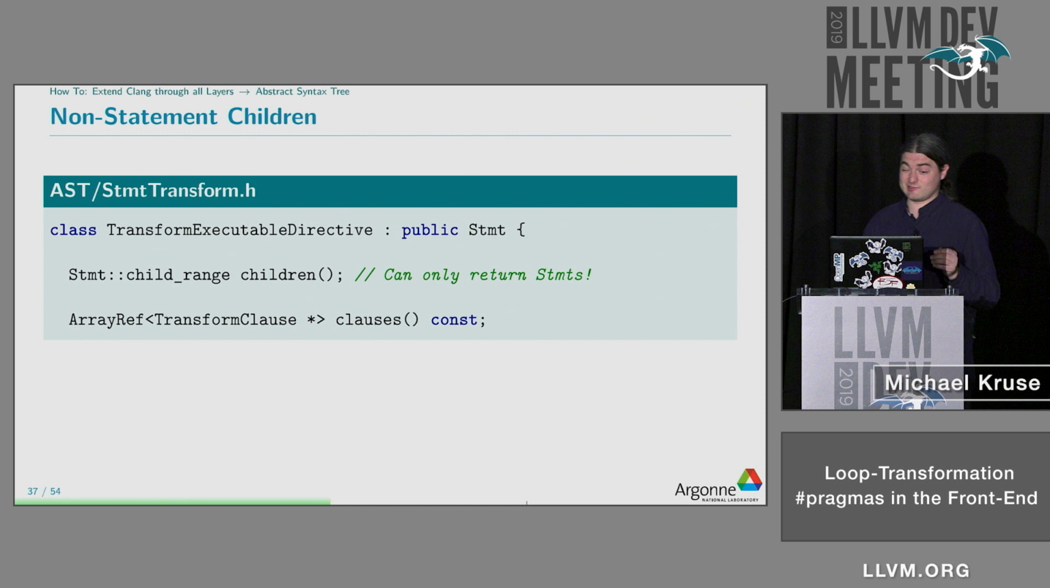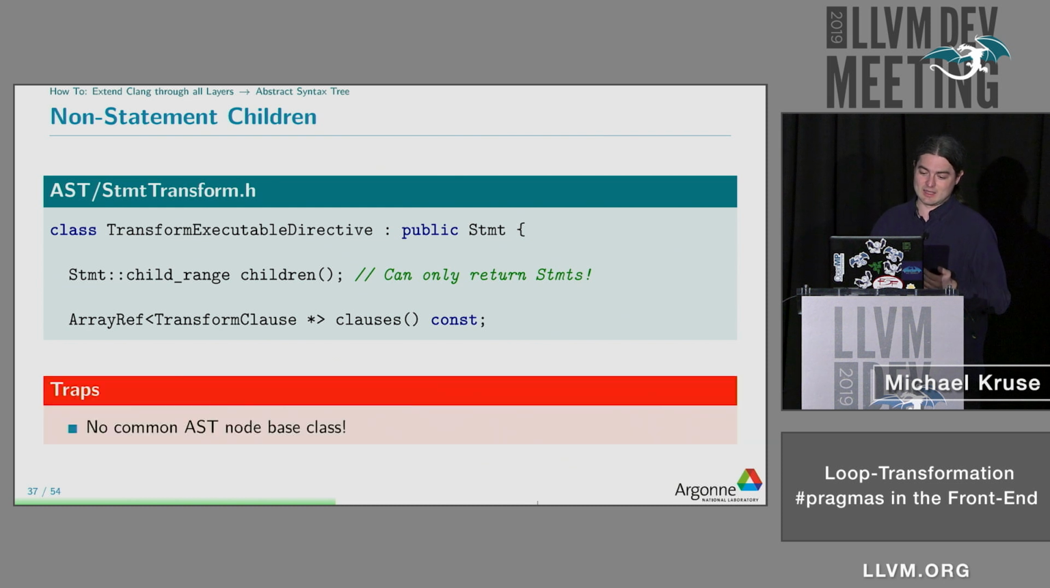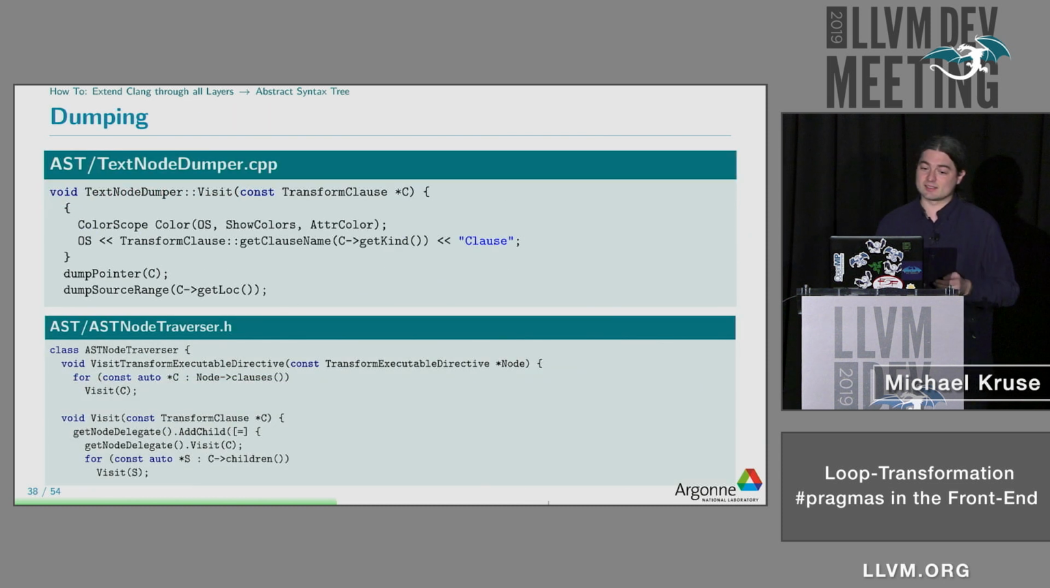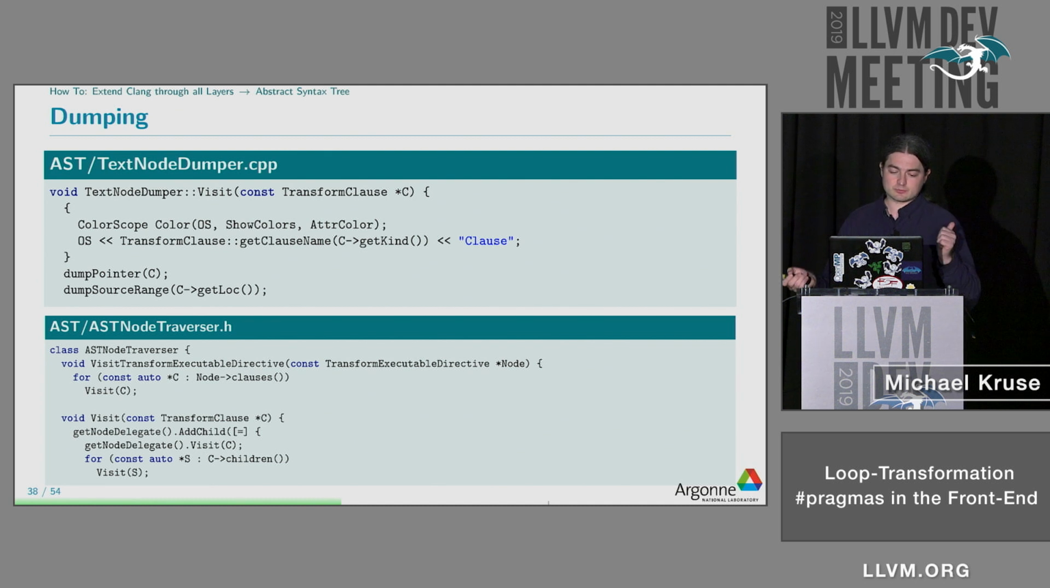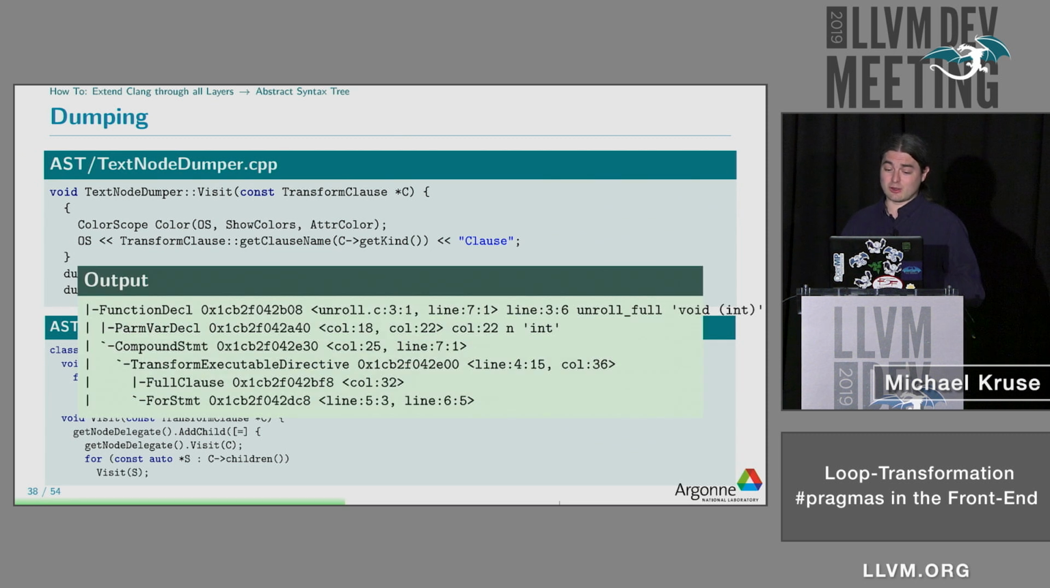Another problem is if my class is not inheritor of statement, you can't return from the children iterator because that can iterate only over statements. So you need to do something else. For instance, for dumping the AST, you have to change the AST node traverser and tell you, hey, while iterating over your AST node, also traverse these children here. And you actually have to do this in a lot of cases.